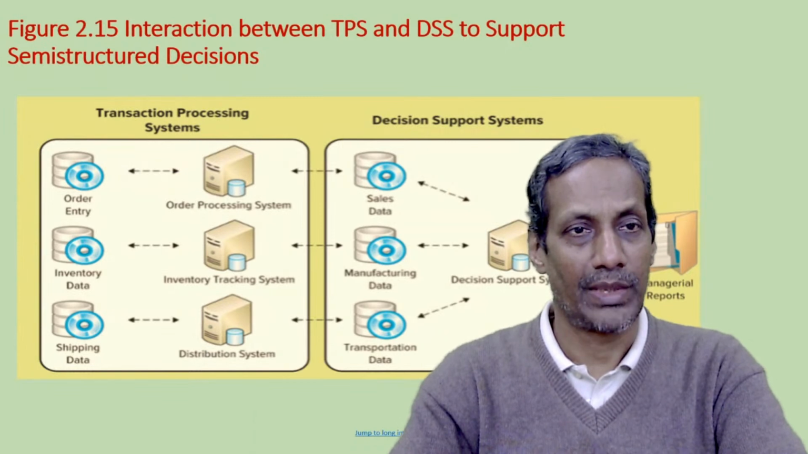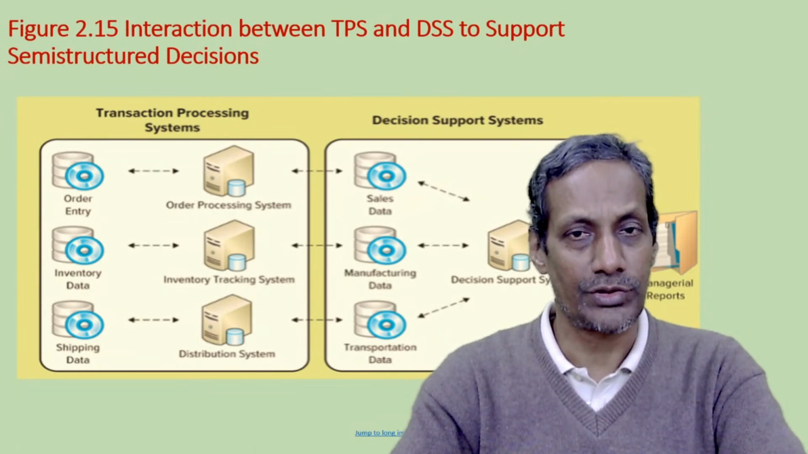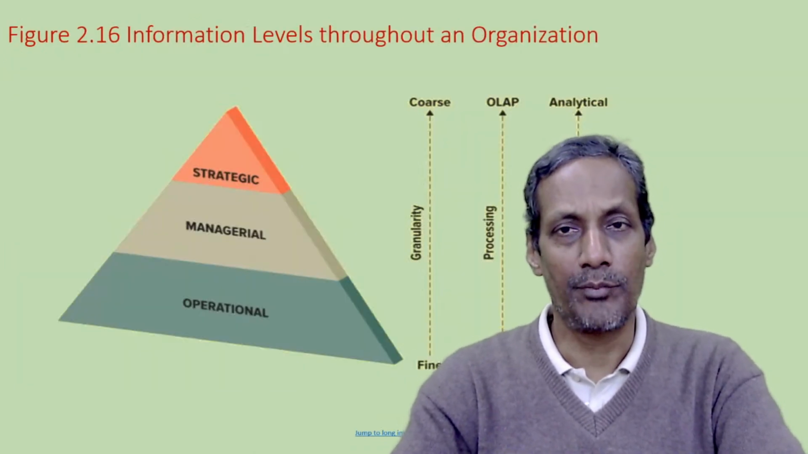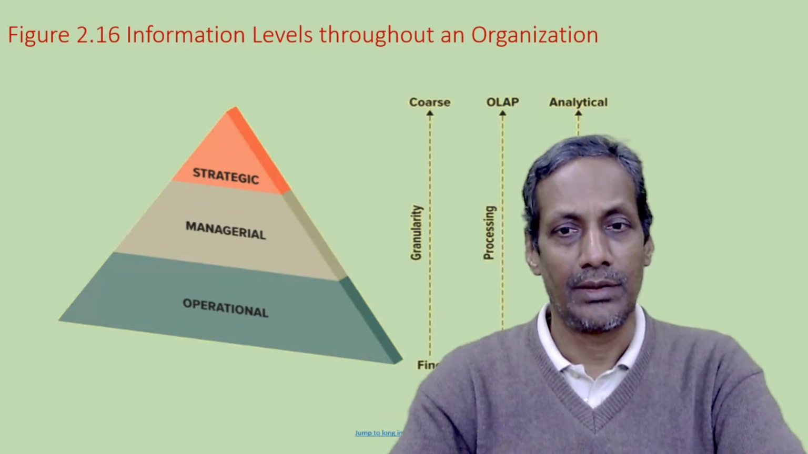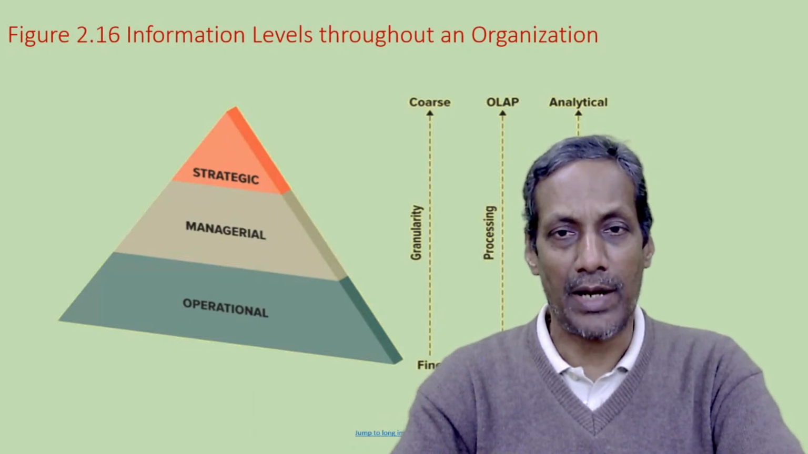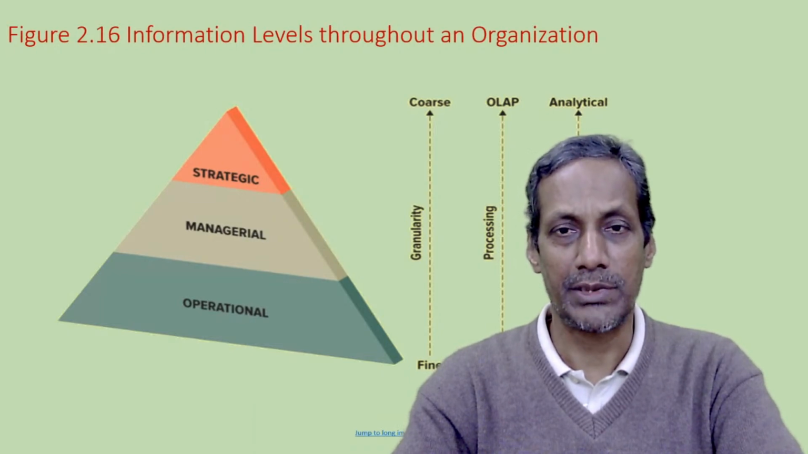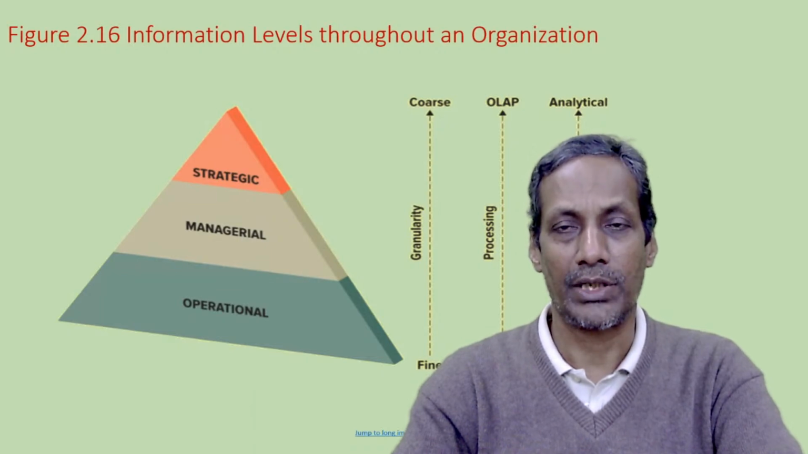So basically, the TPS gets the data, processes it, and stores it for utilization by MIS and DSS. The granularity of information at the bottom level, fine-granulated information, is required for decision making. But the information granularity at the top is coarse.